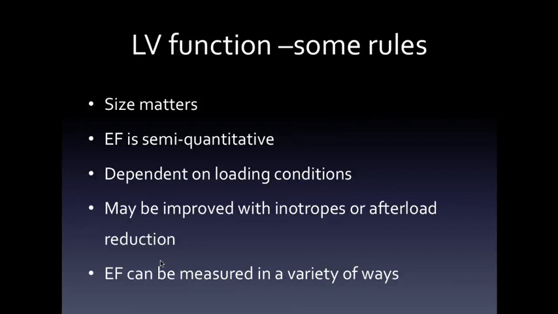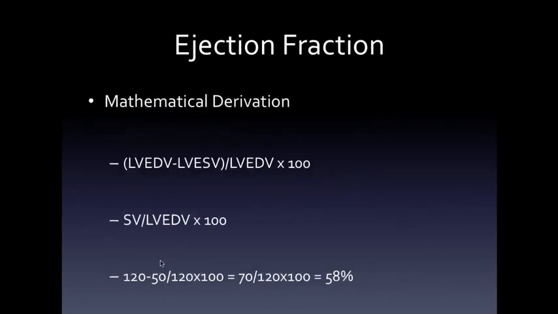Similarly with afterload reduction, we tend to use nitrates and nitroprusside from time to time. If you use good afterload reduction, you can actually augment the ejection fraction by reducing the afterload. And then finally, as we discussed this morning, and I think as was discussed in one of your previous talks, the ejection fraction can be measured in a variety of ways.